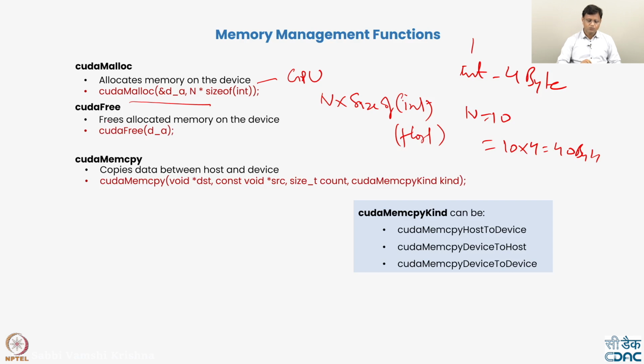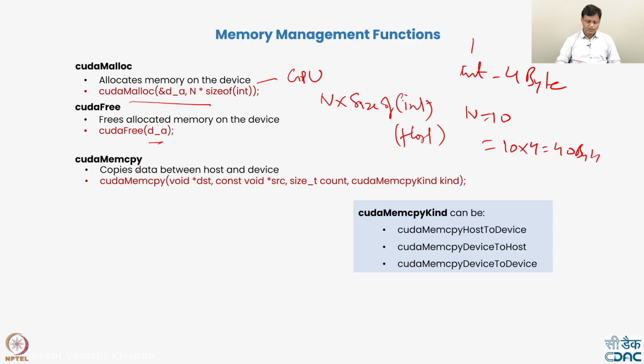Next function is the cudaFree function. cudaFree tells the system that whatever space has been allocated and reserved for this particular variable, you can see the variable is also provided to cudaFree, should be freed, or released for other functions.